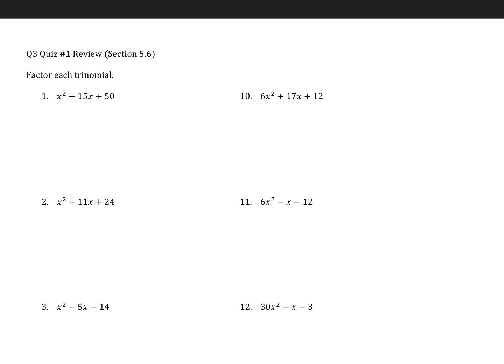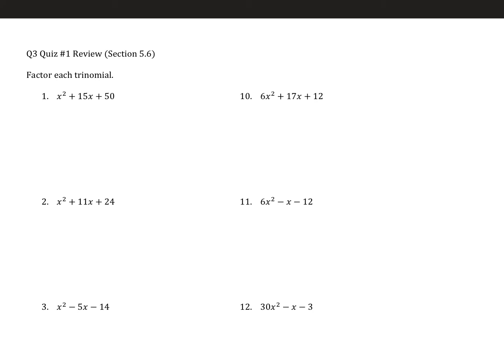From there, separate the x squared into x and x, and then take those factors that you found from your C term that add up to be your B term and put them with one of the x's. You got to be careful with your signs with these. Remember, if your C term is positive, that means that both of your factors are either going to be positive or both of them are going to be negative. It depends on your B term.